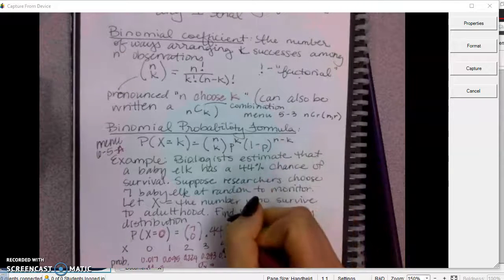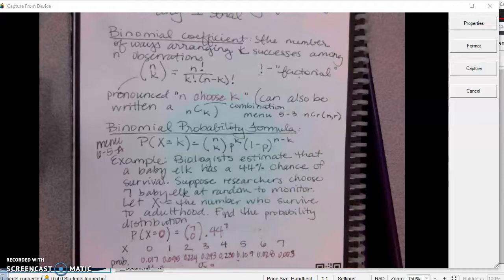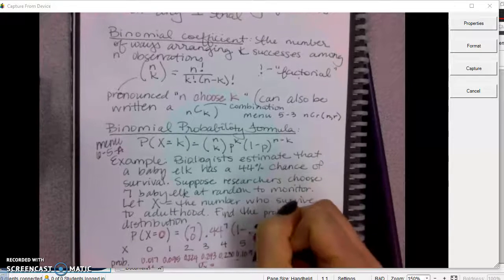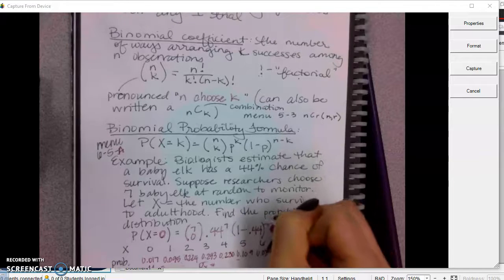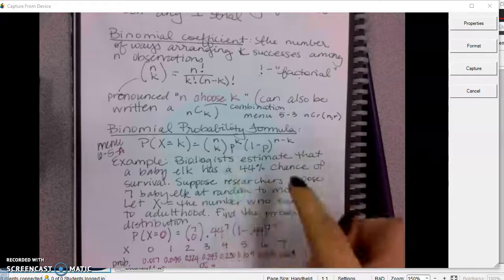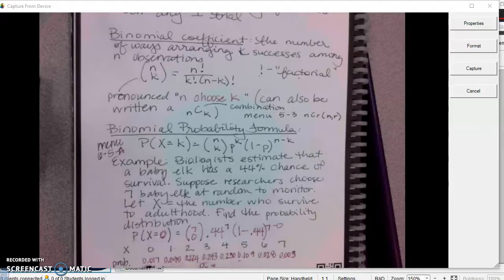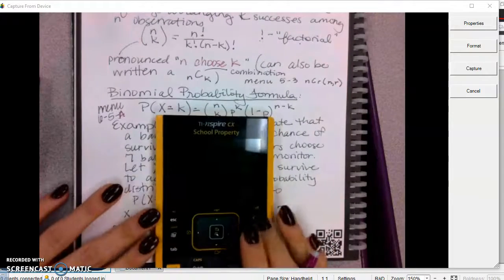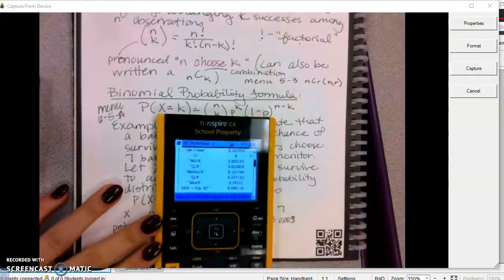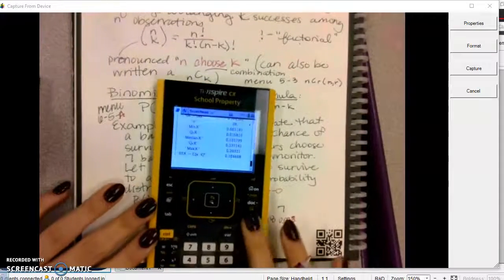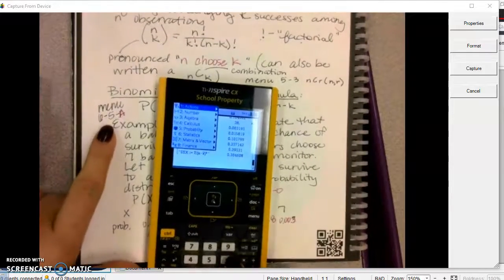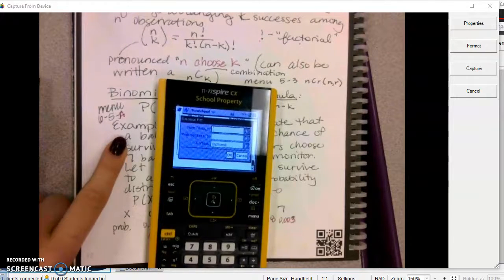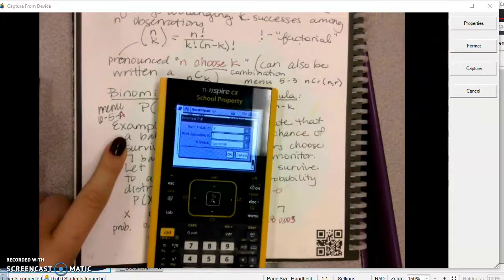We're going to raise that to the number of trials we have. We have 7. We have 1 minus 0.44 to the 7 minus 0. That's how we have it set up. Alright. And if you type that in on your calculator, just like that, you would get that. But you can also go to menu 65A. And we have N trials. Here's 7. The probability of success is 0.44.